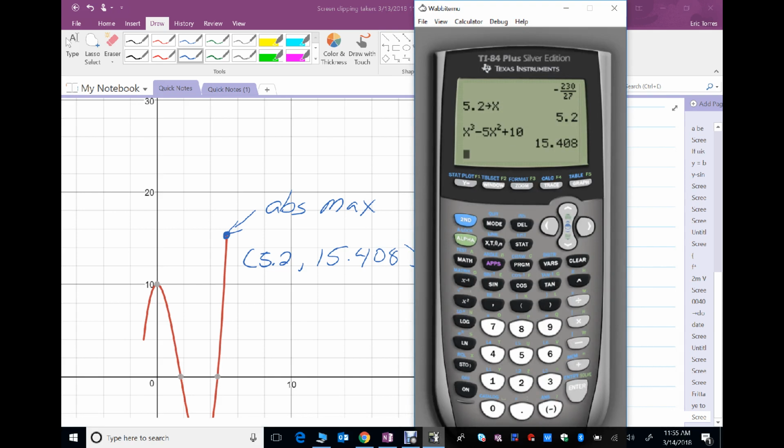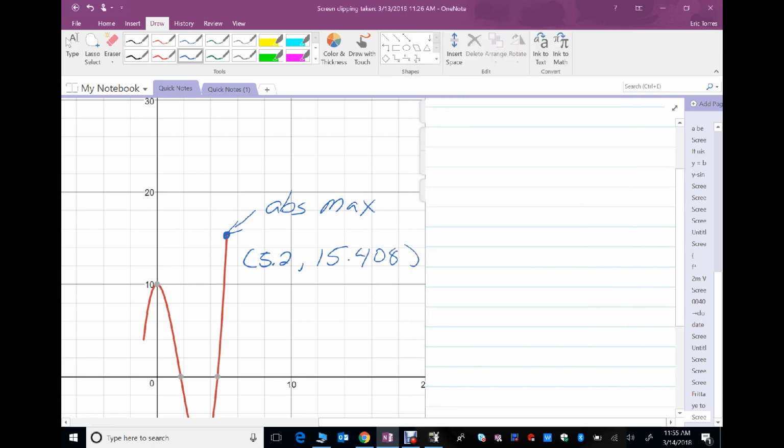Make sure I wrote that down. Yes, I did. So this function has an absolute highest location of 15.408 at an x value of 5.2. It's very important to remember that the function is a y value. Very, very important. So when I talk about the absolute largest or absolute maximum value of the function, it's just another way of saying what is the absolute largest value of y.